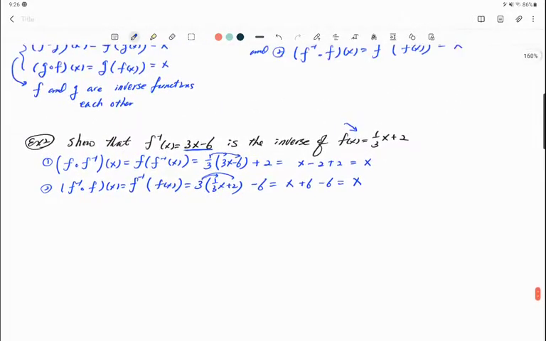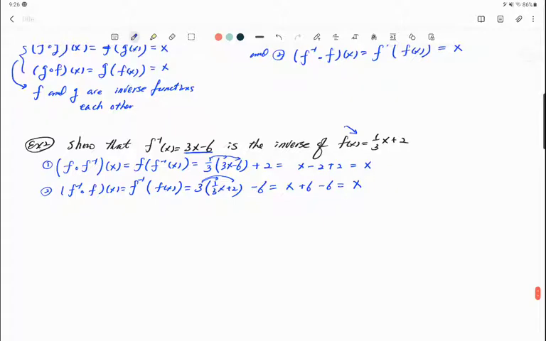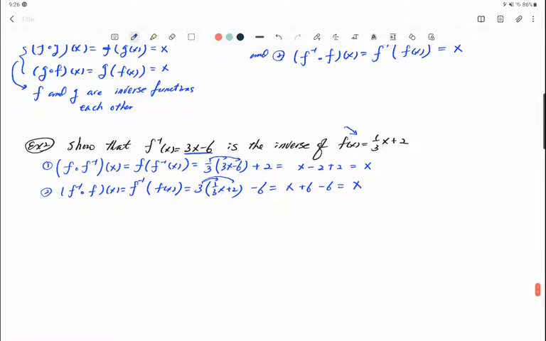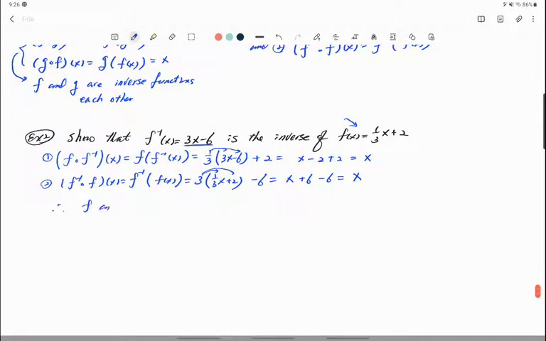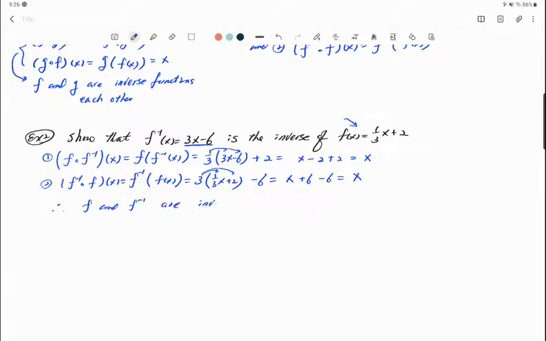Look at this. When we check these two composite functions, they are equal to x. If it's anything other than x, it's not an inverse function. The result has to be x. So in this case, these two are inverse functions. Therefore, since they are equal to x, these are inverse functions.